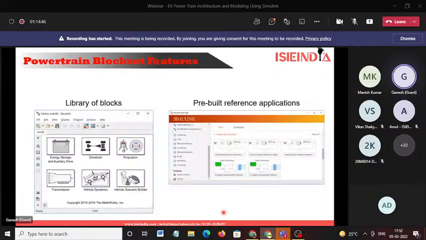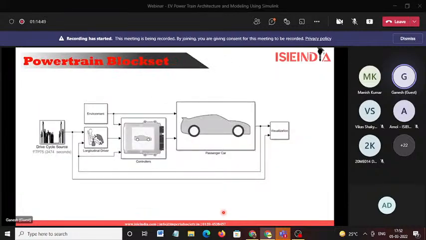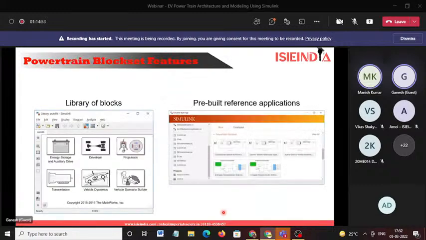So yeah, here we have given the drive cycle resource and the controller and the passenger, and you can see the visualization. So you can see in the libraries what are the things you can get: energy, drivetrain, propulsion, and transmission, and vehicle dynamics. So these all, you can see in your Simulink library if you have a proper license. So in the Simulink you can see all these drivetrain modules.